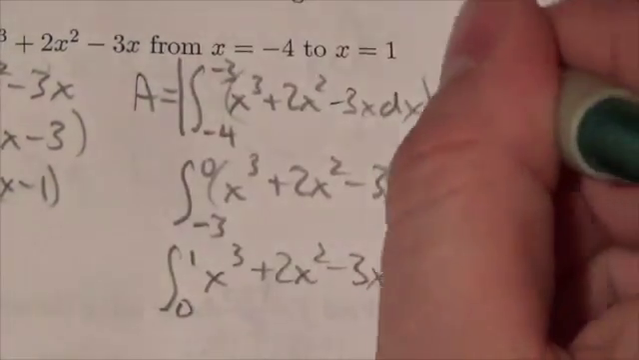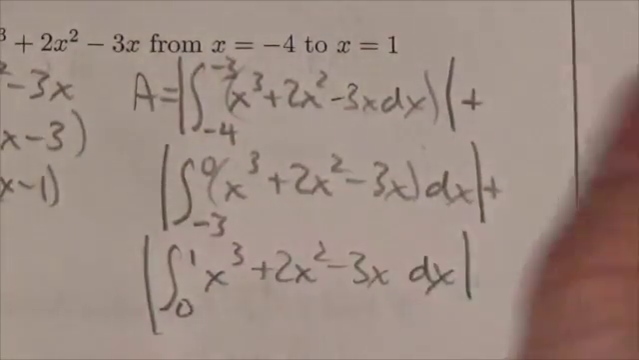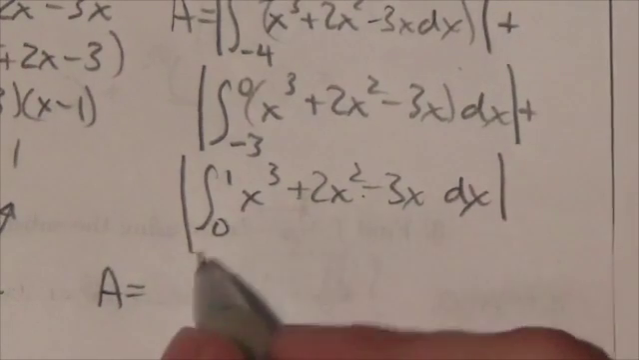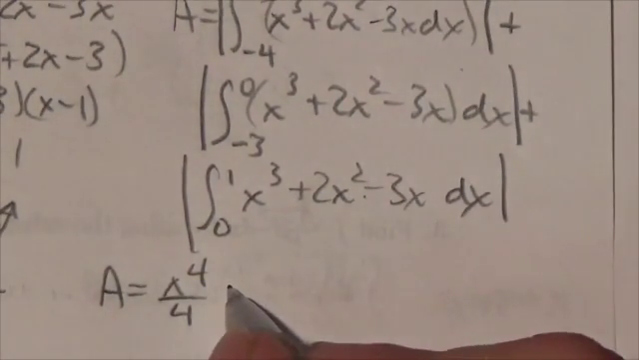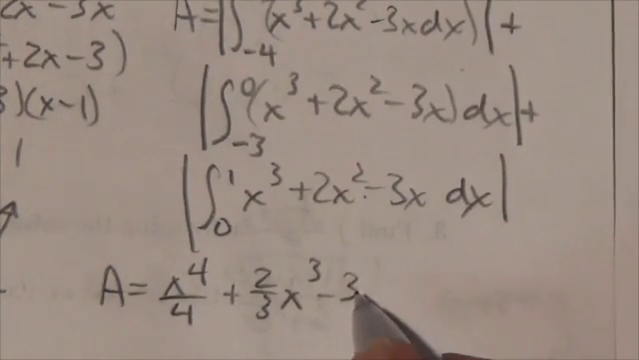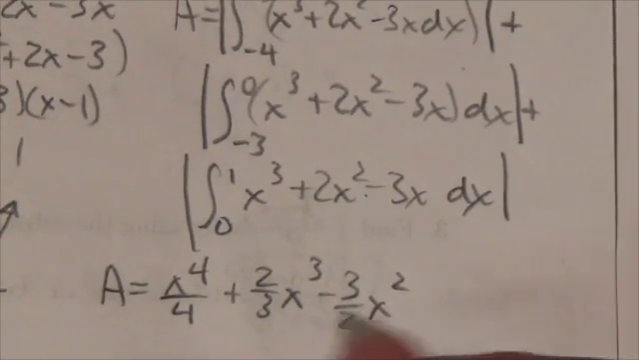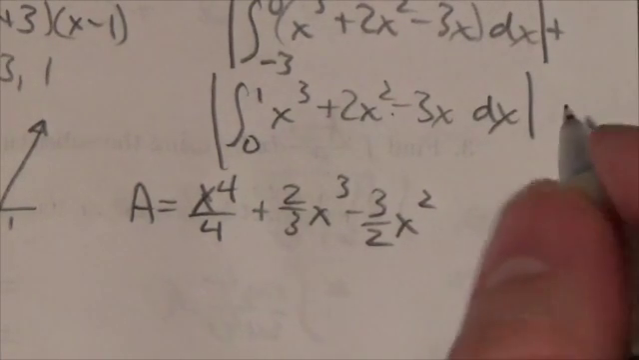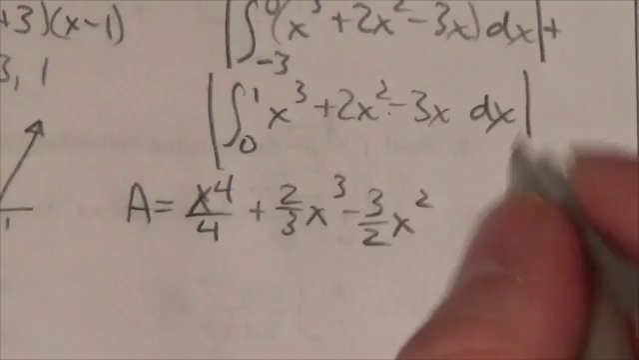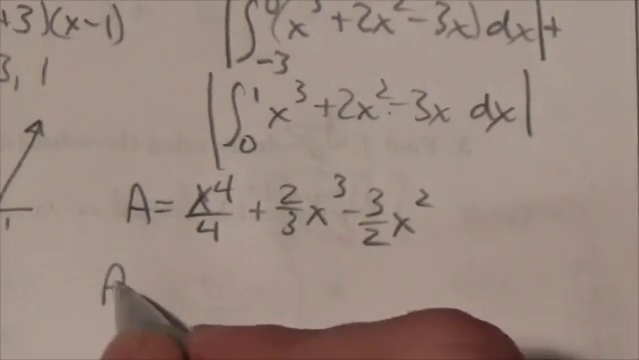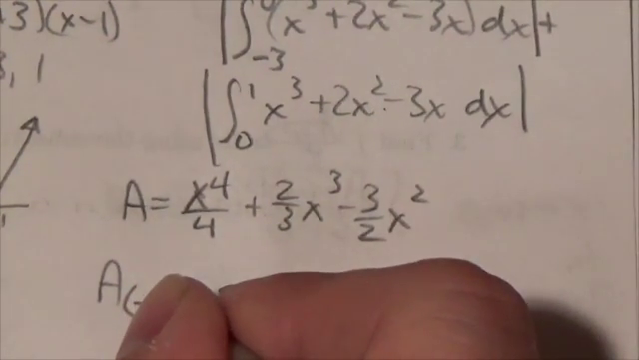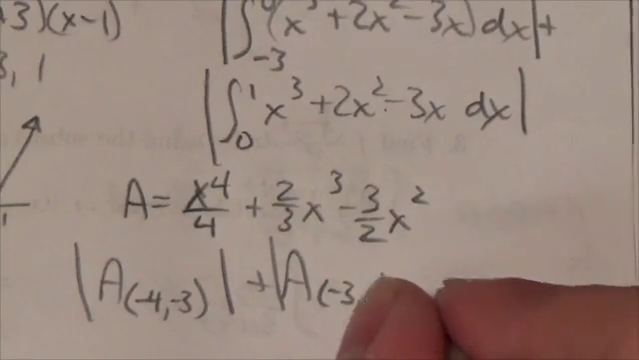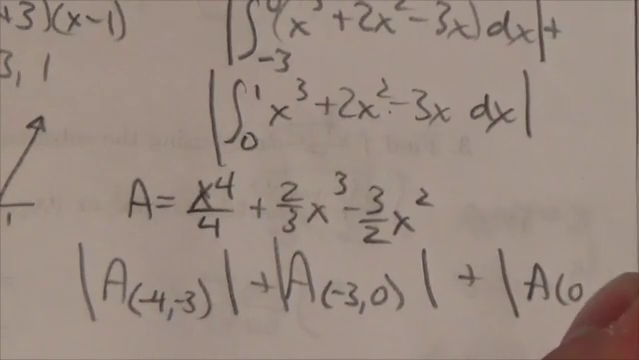Now, additionally, I need to put absolute values around each of these sections, just because if any of these area pieces go negative, I don't really care about that. I don't want that to be an issue here. So my antiderivative is x to the 4th over 4 plus 2/3 x cubed minus 3 over 2 x squared. This is the antiderivative of that expression. And so now I'm going to evaluate that between the above limits. We'll go the absolute value of A from -4 to -3, plus the absolute value of A from -3 to 0, plus the absolute value of A from 0 out to 1.